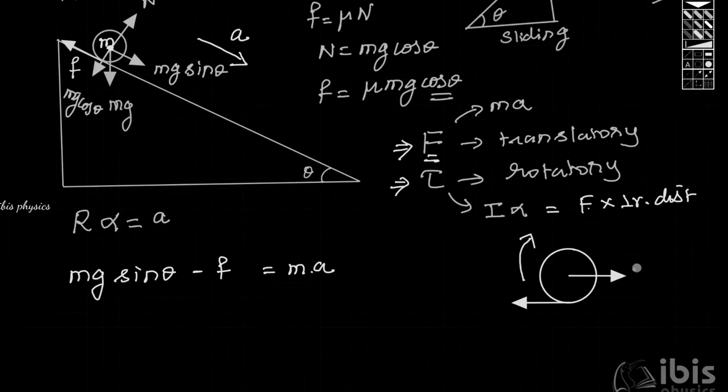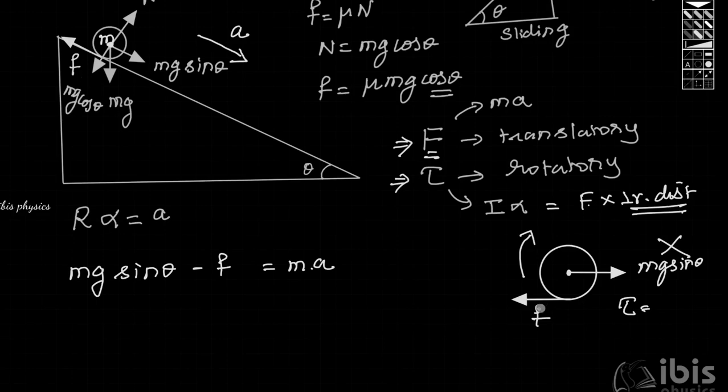This mg sin theta, because it is acting through the center of mass, the torque is equal to 0, because torque is force into perpendicular distance from the axis of rotation. Because mg sin theta is acting through the axis of rotation, the perpendicular distance becomes 0 for this mg sin theta. So this mg sin theta will not produce any torque. Only this frictional force, the one we are talking about, can produce torque.